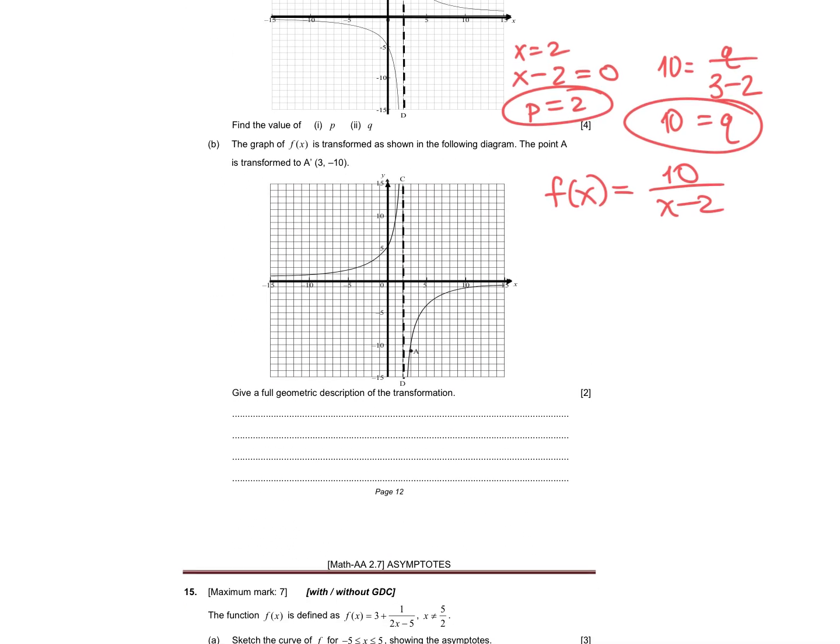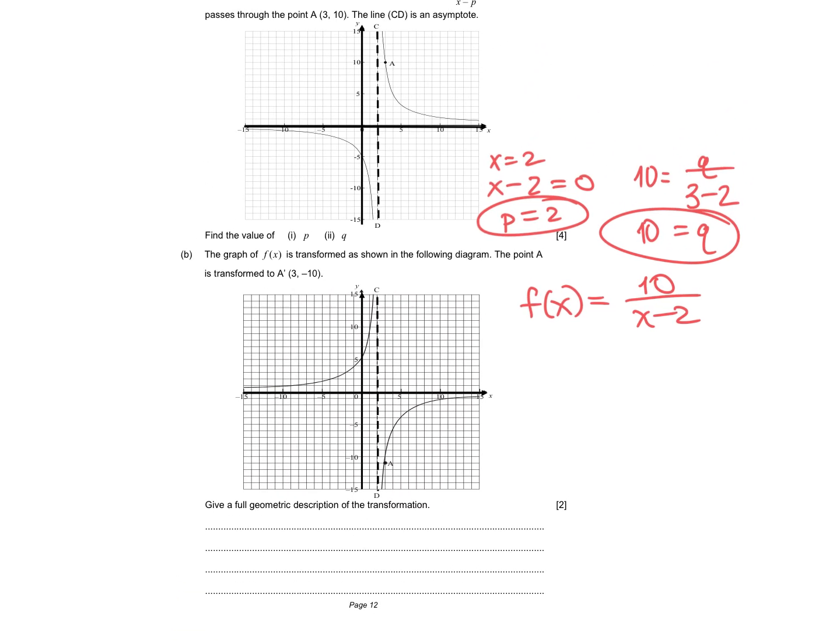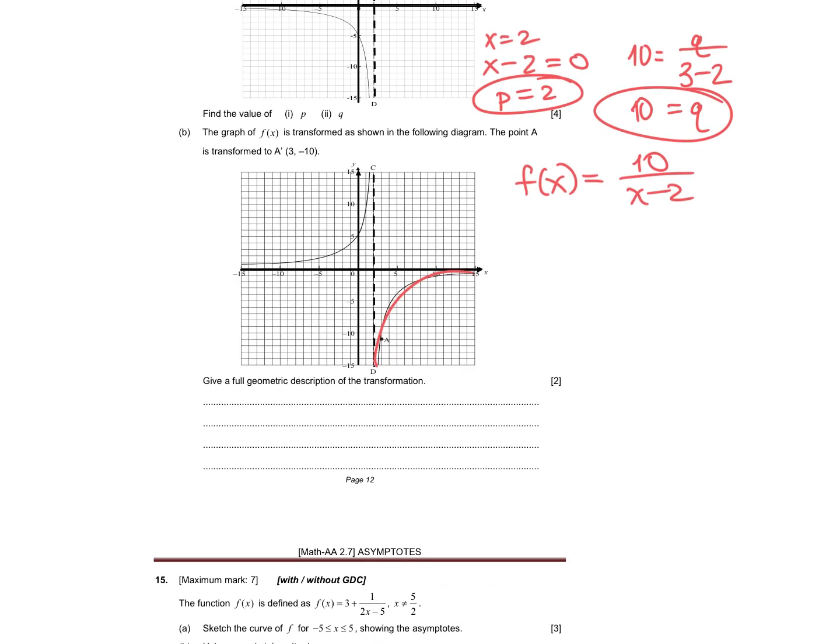The graph of f(x) is transformed as shown in the following diagram. The point A is transformed to A prime, which is (3, -10). So you see this bit here is flipped over the x-axis. So this is a reflection over the x-axis, and we would write negative f(x) because it's making the y's negative. And we could call it g(x). And if they wanted the function, we'd do like that.